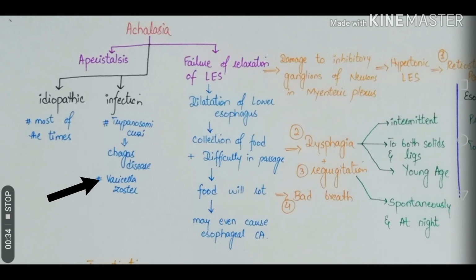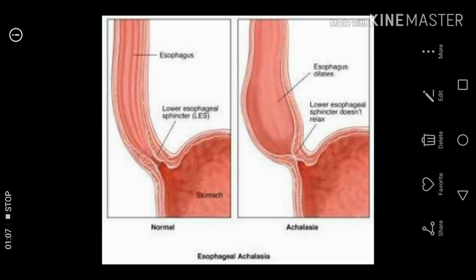Number two, varicella zoster. Regarding the definition of achalasia, there are two terms used: aperistalsis and failure of relaxation of lower esophageal sphincter. Let me explain these two terms by means of an actual diagram to have a better concept. As you could see on the right hand side, there is normal esophagus with lower esophageal sphincter and stomach. On the left hand side, there is contracted lower esophageal sphincter with distal dilatation of esophagus.